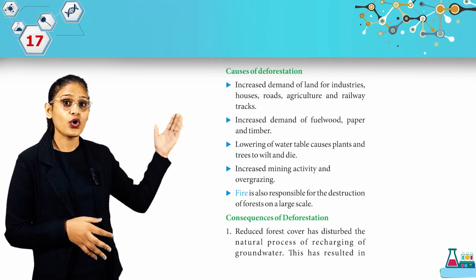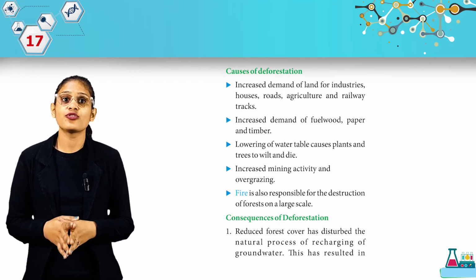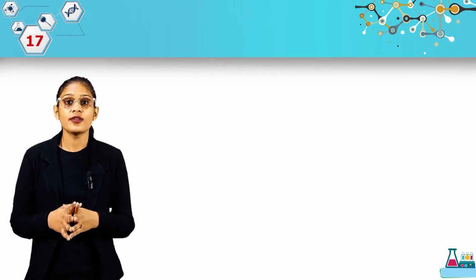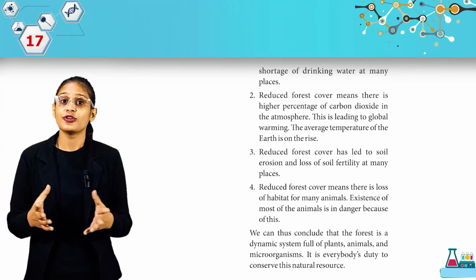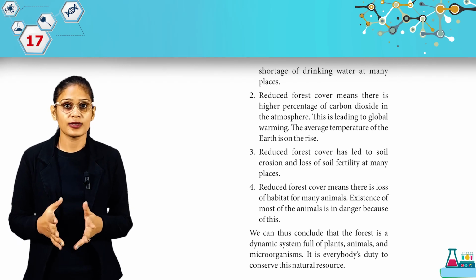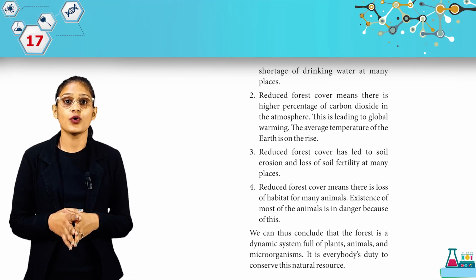Now we have consequences of deforestation. Reduced forest cover has disturbed the natural process of recharging of groundwater. This has resulted in shortage of drinking water at many places. Reduced forest cover means there is a higher percentage of carbon dioxide in the atmosphere. This is leading to global warming. The average temperature of the earth is on the rise.